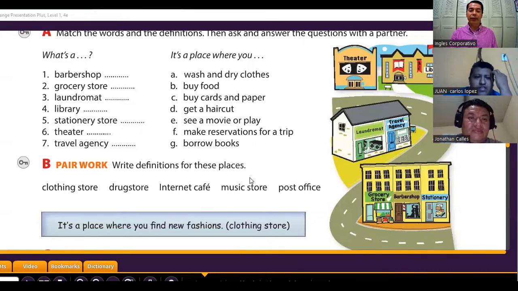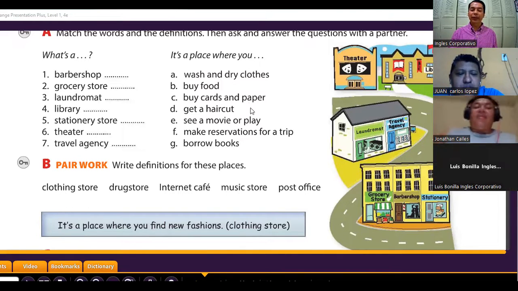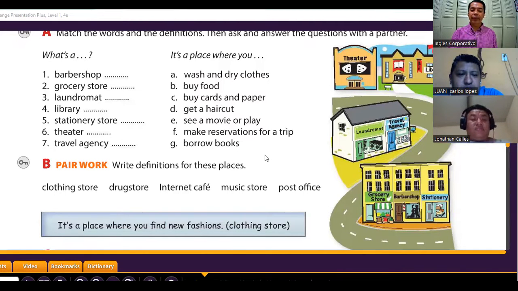Melba, what's a clothing store? It's a place where you closing a store. But I need an action, Melba. Necesito una acción. Sell, buy, get, comprar, vender, obtener. It's a place where you buy. Así sería. Yeah, yeah, excellent. Continue. Where you buy?